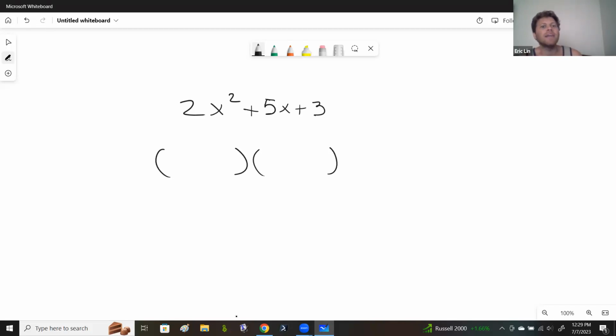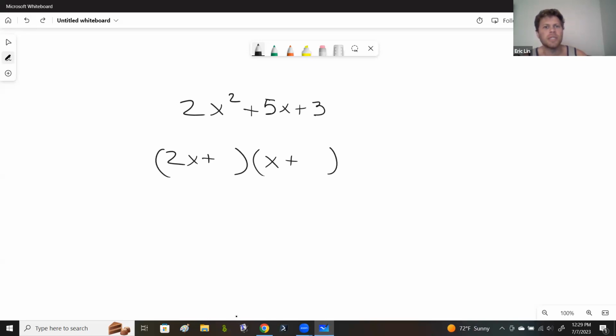So I know that this 2x squared came from one binomial having a 2x and one having an x, because when I multiply those two things together, that gives me 2x squared. I'm also lucky enough that I have positive and positive, so there's no negative signs to worry about. That's like an extra layer of complexity, and I don't have to deal with that, which is great.